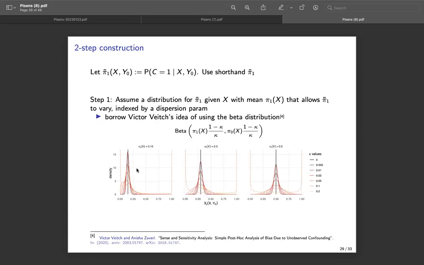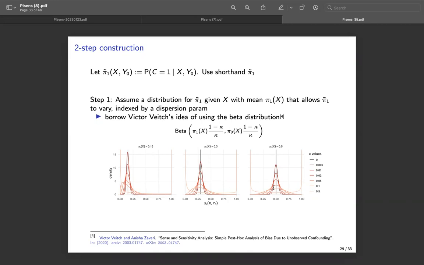Okay, so for step 1, we borrow Victor Weitz's idea of using the beta distribution. I hope I say his name right. So we're going to assume that pi tilde 1 is distributed beta with these shape parameters. So it has mean pi 1x, and kappa can be thought of as a dispersion parameter, and its range is from 0 to 1.